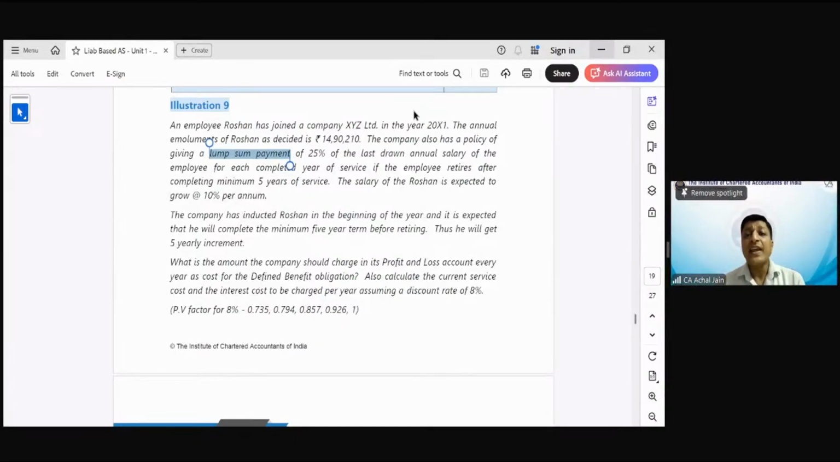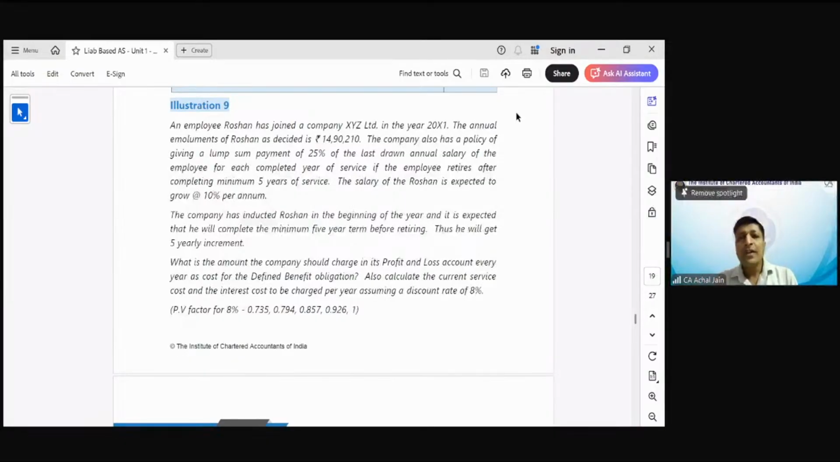Great. Nidhi is saying lump sum payment. Devu is saying this lump sum one. Rohan is saying lump sum one. Very good. Divya has the same answer, lump sum one. Very good. See, in this case, this 14,90,210, it's not a post-employment benefit.